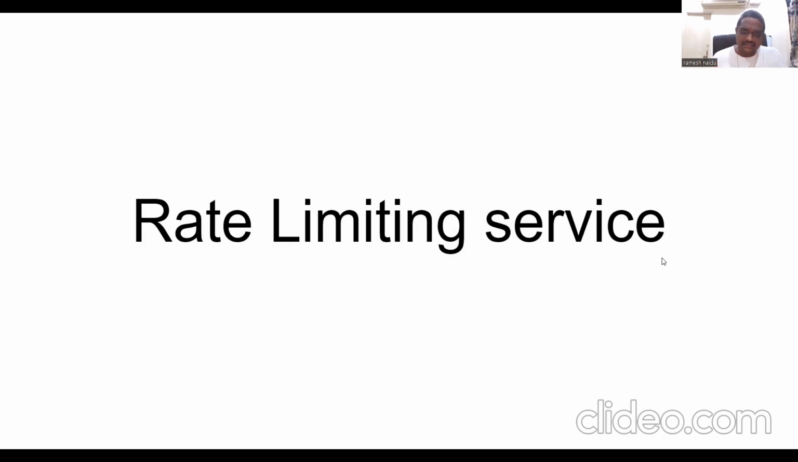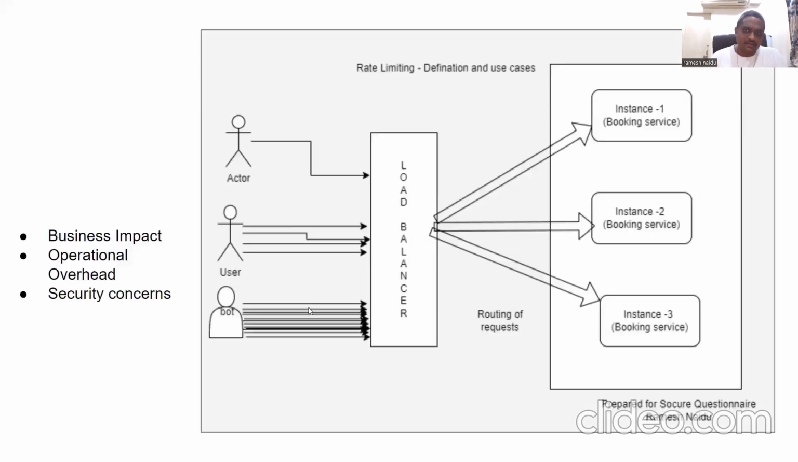So first, I'll start with what rate limiting is, how it's impacting our business, what kind of operational overheads we had, what security concerns we faced, and how we tackled this. I'll go with that, and then I'll deep dive into the solutions. And more importantly, I'll take time to explain in detail the sliding time window which we have implemented here.